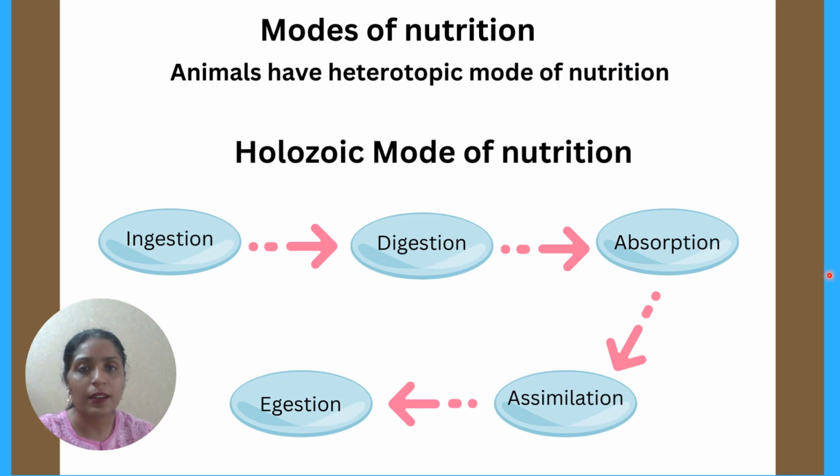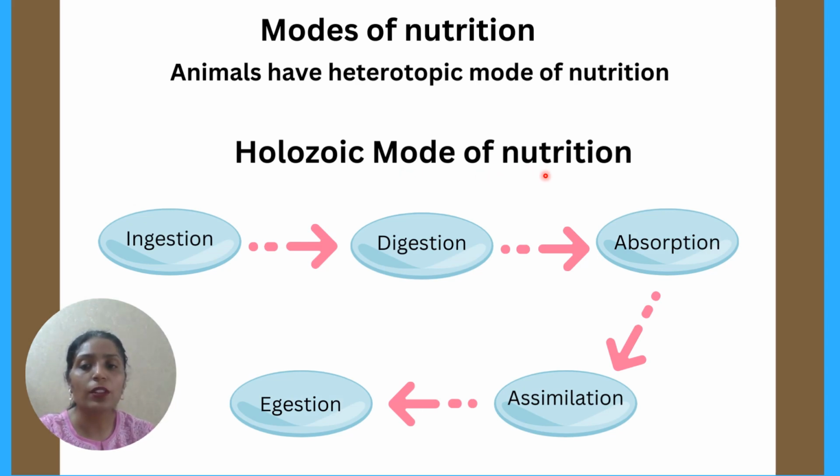Let's understand mode of nutrition in animals. Animals follow heterotrophic mode of nutrition. That means animals depend on other plants and animals for food. In this category, human beings and many other animals follow holozoic mode of nutrition. That means they take the complex food and then convert it into simpler form.